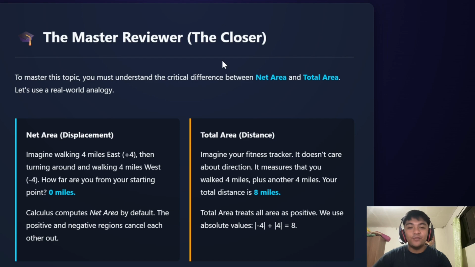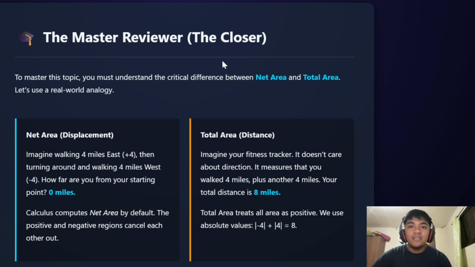Let's compare that to total area. Think of a fitness tracker. It just records how far you walked. So instead of canceling, it adds everything. 4 miles plus 4 miles equals 8 miles. This is what we call total area. We treat all values as positive using absolute values. That's why in the graph we saw, the net area result is 0, but the total area is 8.